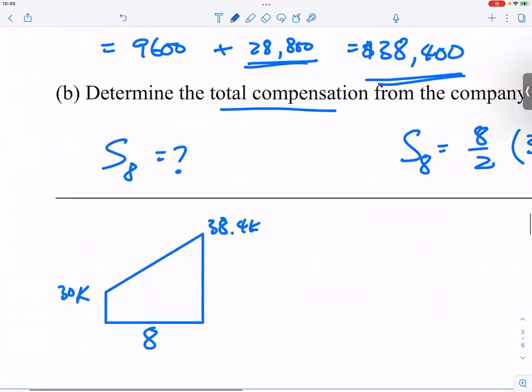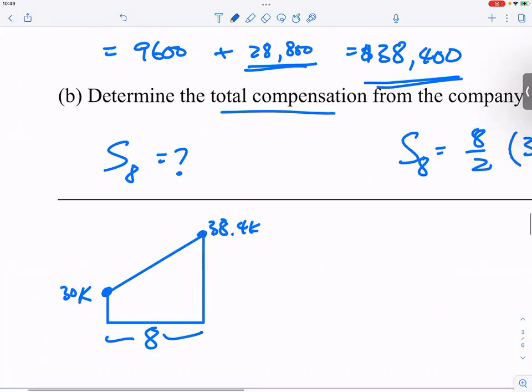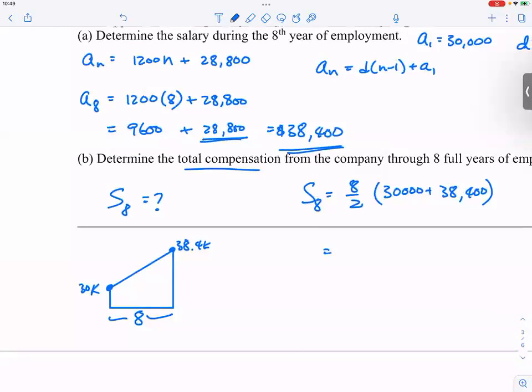Okay, like this is your first year salary. That's your 8th year salary. And the span right here, 8 years. So therefore, you can calculate that. So you have 68,400. And you just go ahead and put in the calculator.